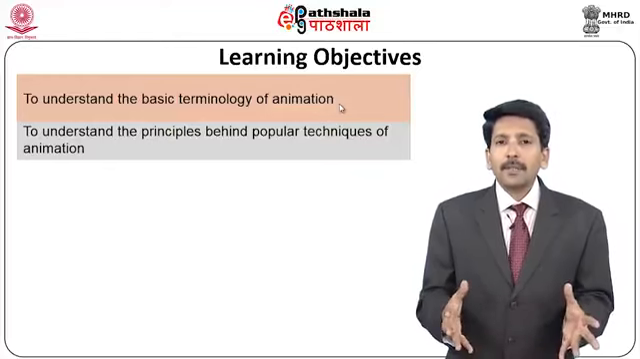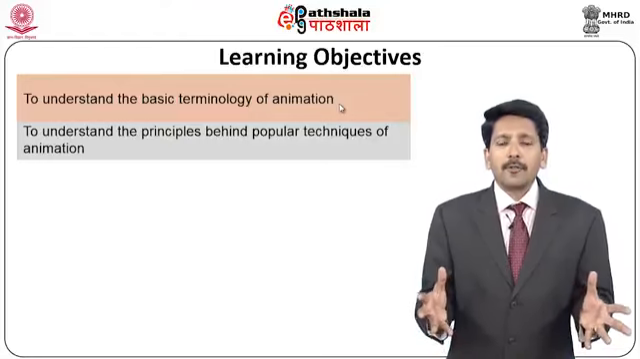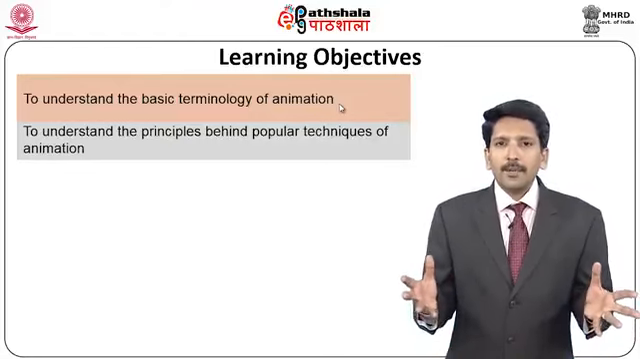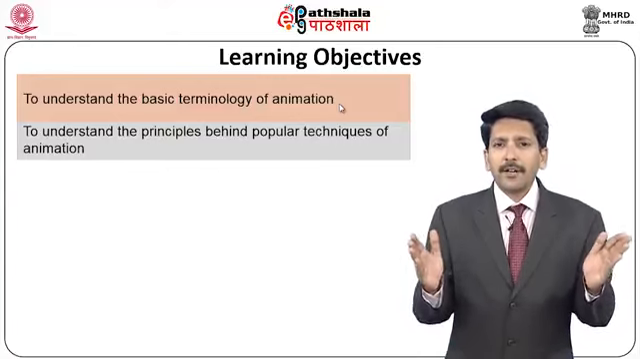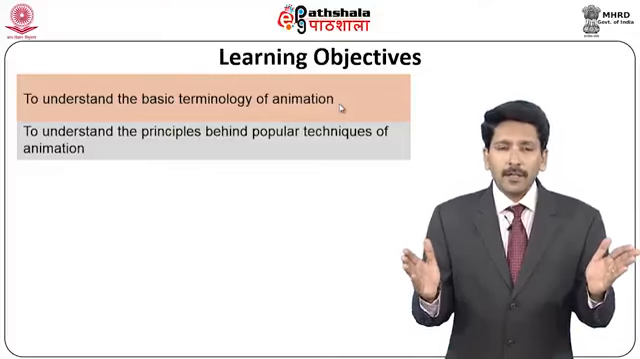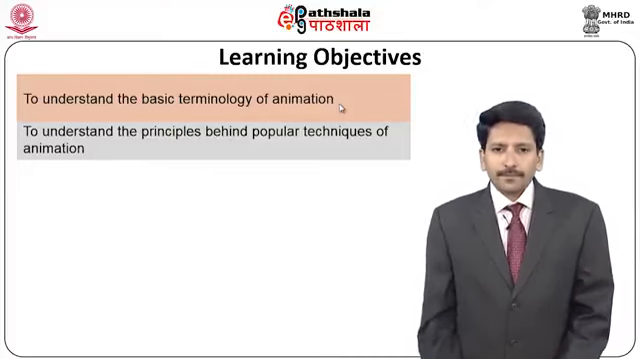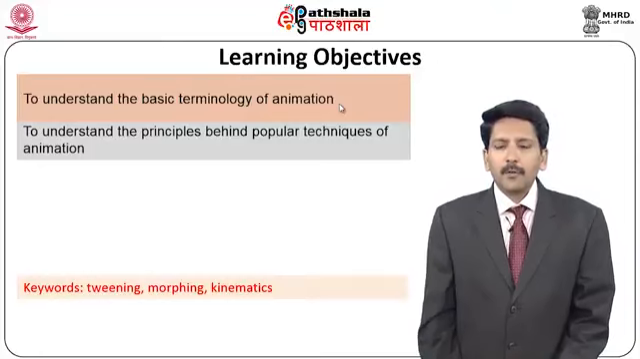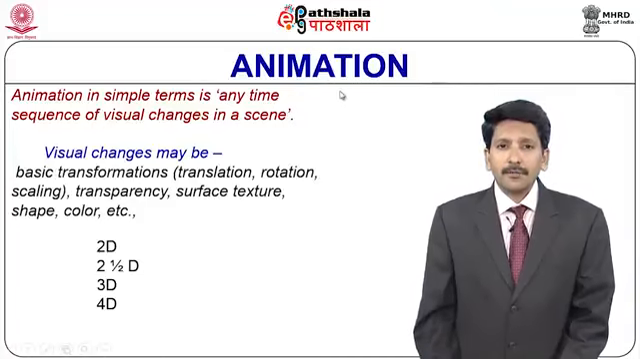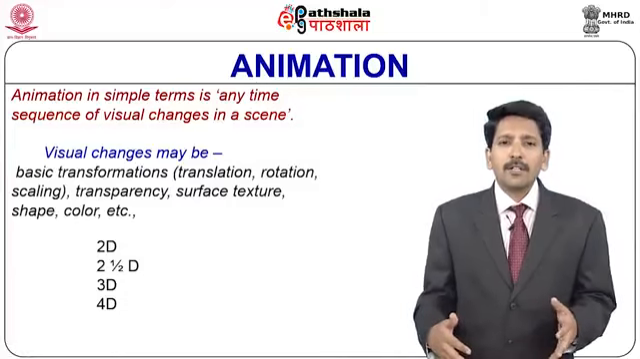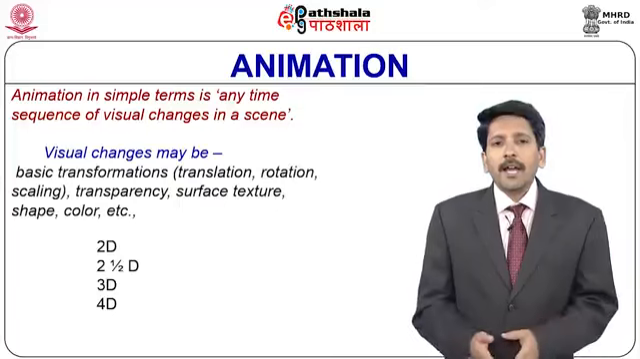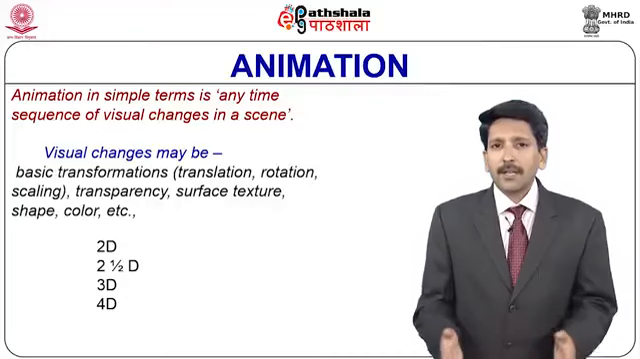Animation is something that is fully created, designed and done using electronic means, that is, the computer. Some of the keywords here are tweening, morphing, kinematics, and many more. Let us understand the very definition of animation. Animation is a series of frames that are constantly changing before us. In simple terms, any time sequence of visual changes in a scene can be considered as an animation.